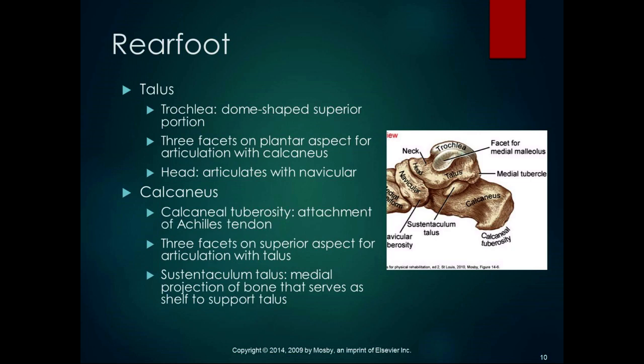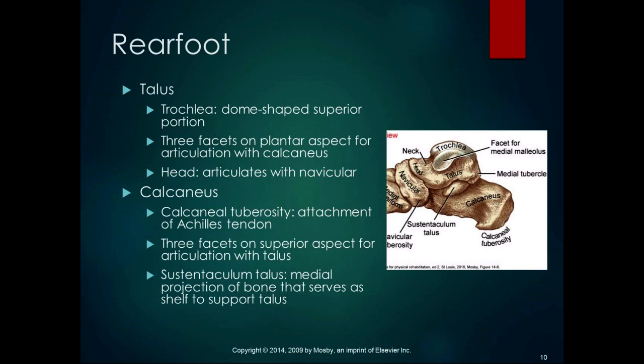So if I were to have a number on a calcaneus in a practical exam, you wouldn't just say, oh, that's the calcaneus, you'd say that's the calcaneal tuberosity. There are three facets on the superior aspect that articulate with the three facets on the inferior aspect of the talus. That articulation between the talus and the calcaneus is called the subtalar joint, and we'll talk more about joints in the next section.